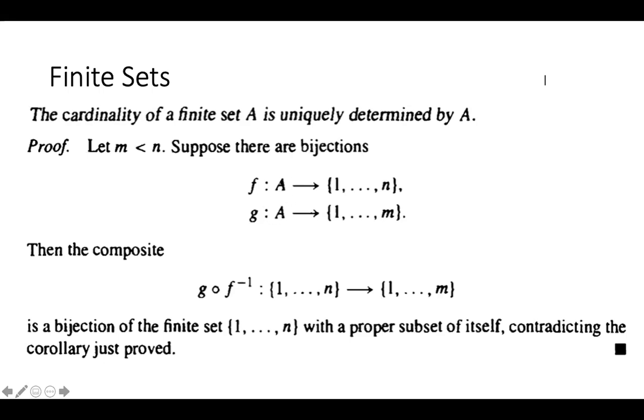if G is using a proper subset of A, then the composite G of F inverse has to map from 1 to N to 1 to M, which is a bijection of the finite set 1 to N with a proper subset of itself, which is a contradiction of the corollary we just proved.